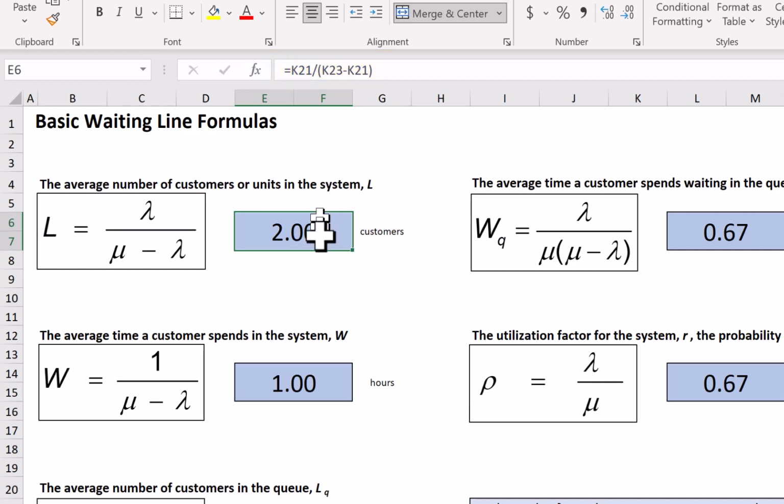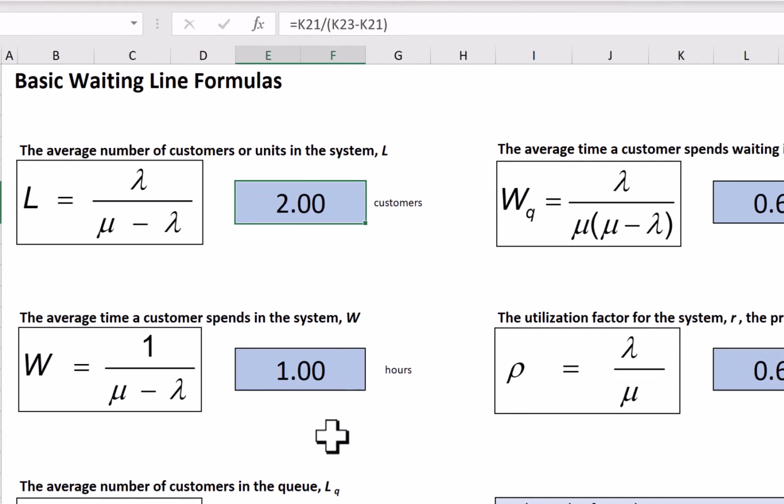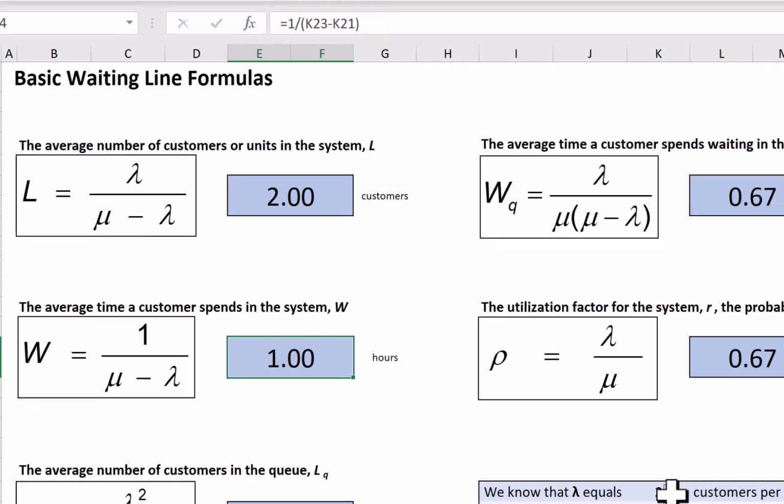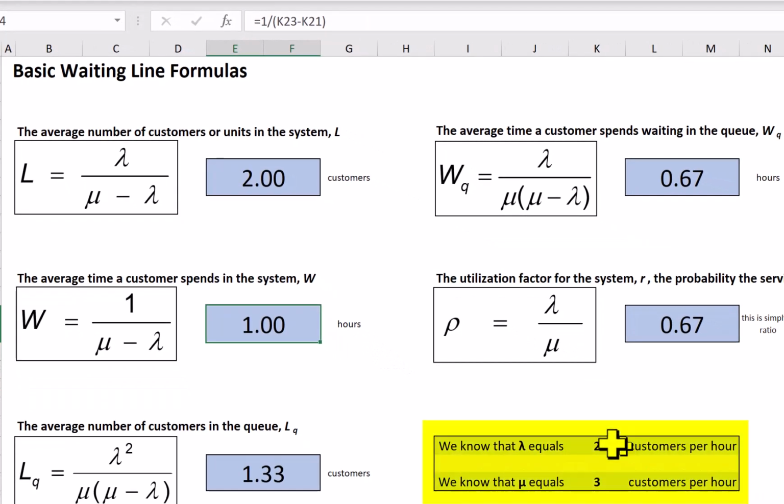Let's take another example, the average time a customer spends in the system. Well, although they arrive at the rate of 1 every half hour, it actually takes them about an hour to get done based on the service capacity. And the way we figure that out is 1 divided by mu minus lambda, and here it is, 1 divided by K23 minus K21. Again, K23 is mu and K21 is lambda.